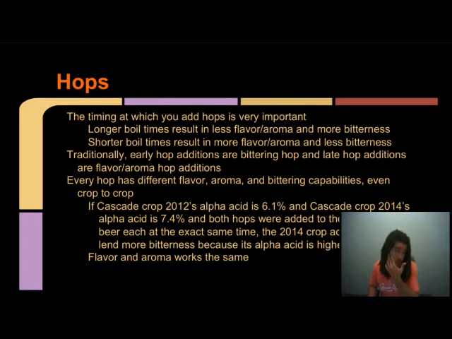So it's very important to know this as you move forward. Flavor and aroma work the exact same way. If I add a 2014 hop and a 2012 hop, the same exact hop but different crop year, you're going to get different characteristics in your flavor, your aroma, and definitely your bitterness.